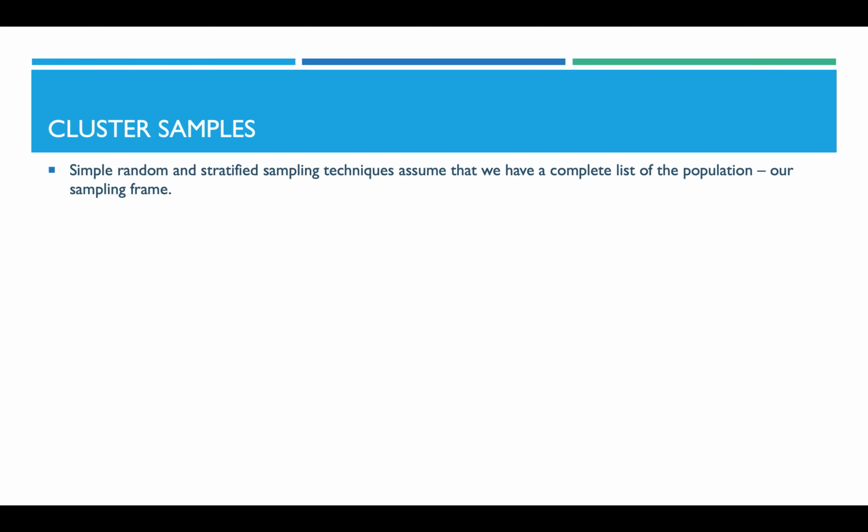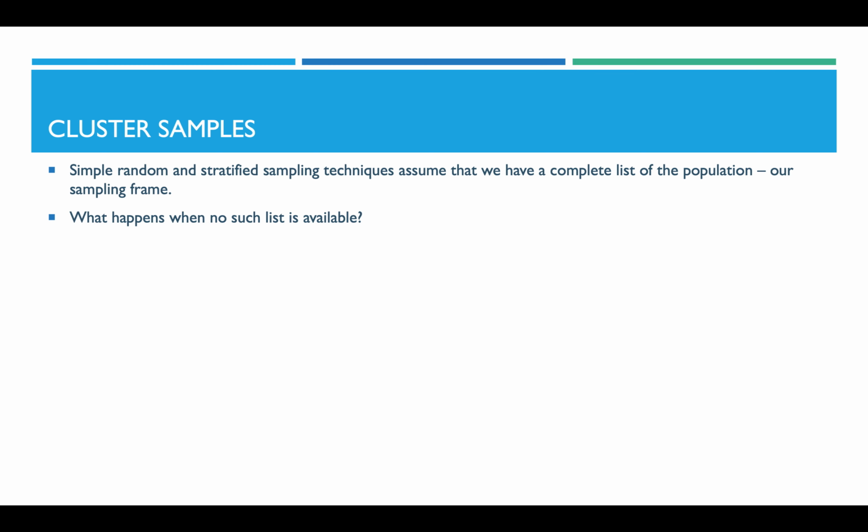All right, and then the final type of probability sampling we're going to discuss is what we call cluster sampling. As we just mentioned, both simple random sampling and stratified sampling techniques assume that we have a complete list of our population. That's our sampling frame. But what happens when no such list is available? I keep talking about public opinion polling here in the United States, where we do have a wealth of census data, even though there might be some issues associated with it.